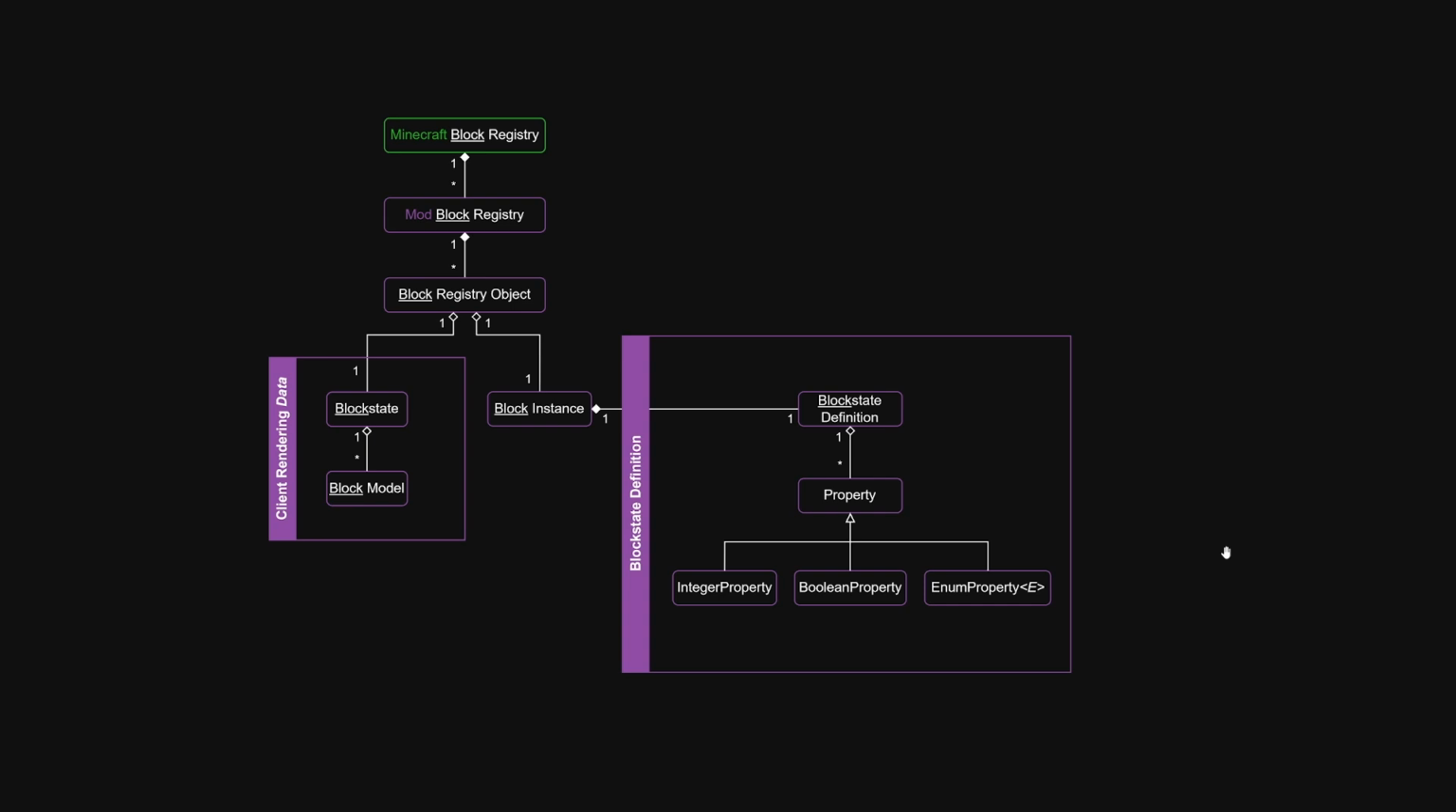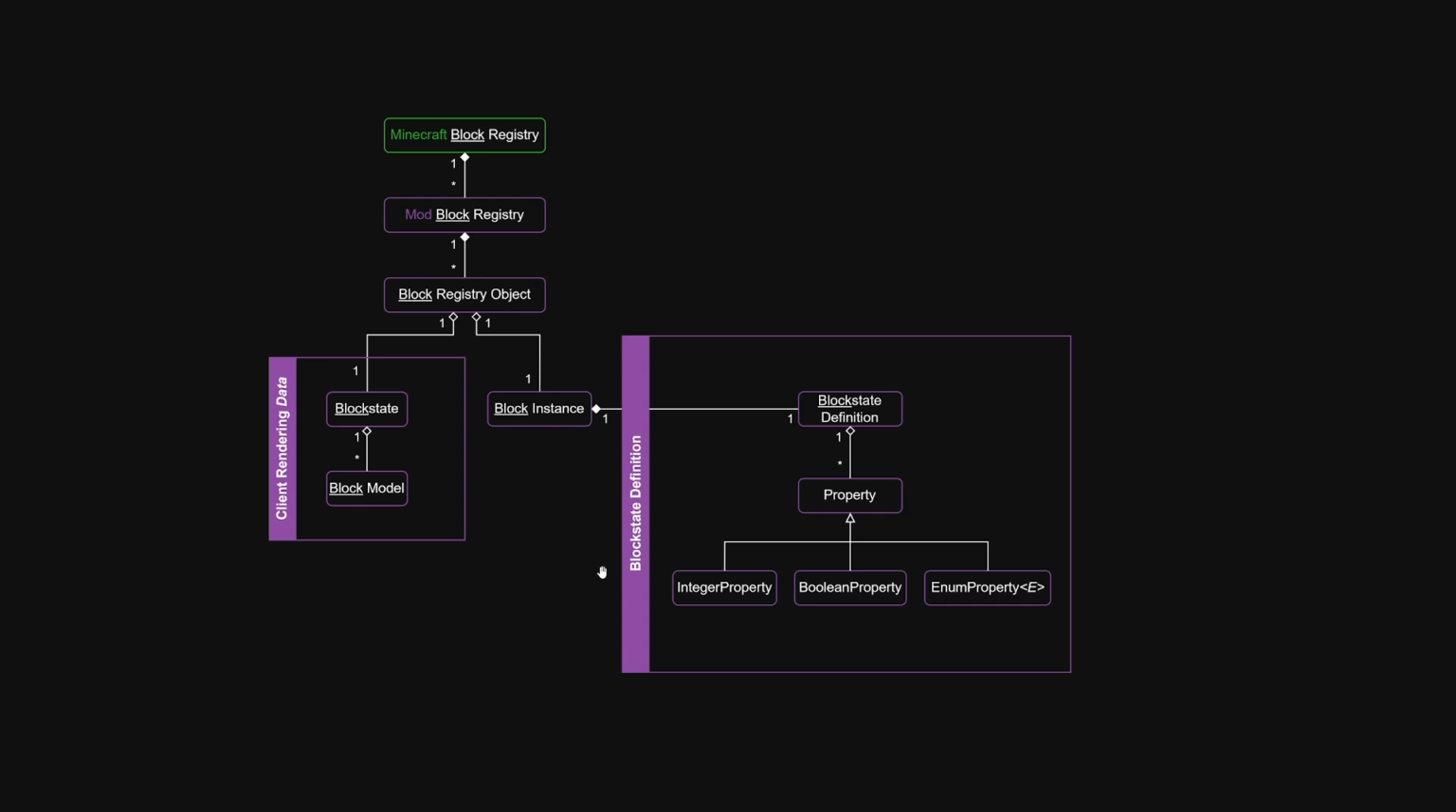Let's review some of our concepts and also introduce some new ones that are important to understand before we actually implement. This is our model of blocks and how they're registered within the game. We know that we create a registry object for a new block. We create the client rendering data. And we can also create a block state definition to store very simple values about each location of the block in the world.